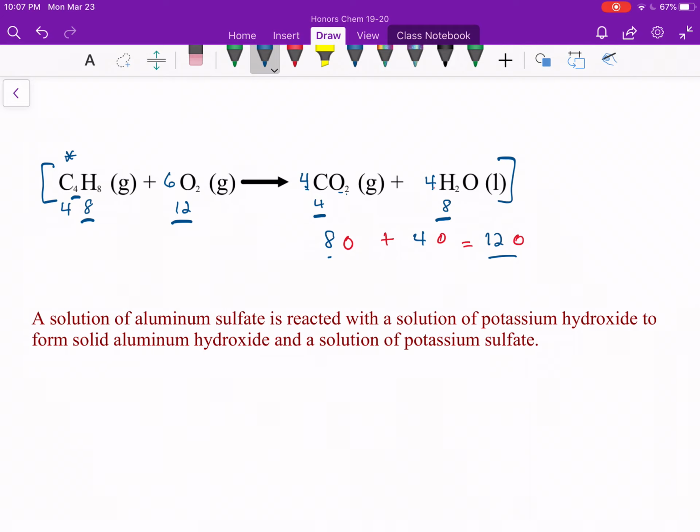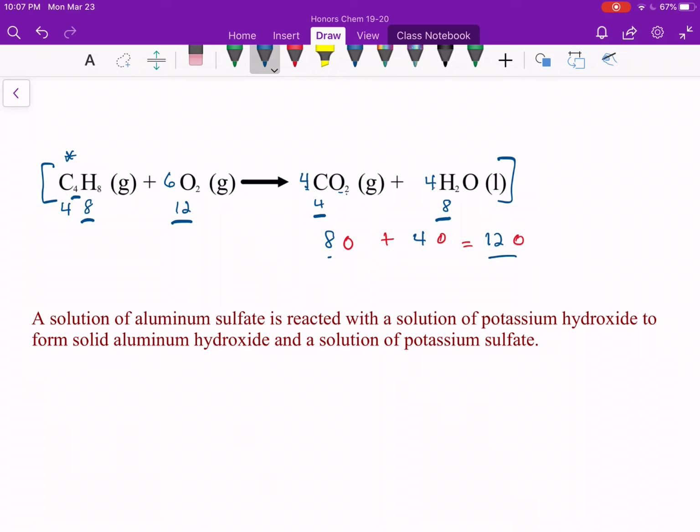Now what happens if I have words? So a solution of aluminum sulfate is reacted with a solution of potassium hydroxide to form solid aluminum hydroxide and a solution of potassium sulfate. So now I have this, and I have to translate this sentence into formulas, into an equation. And this is where it's going to be really important for you guys to be able to write the proper chemical equation in order to make this happen.